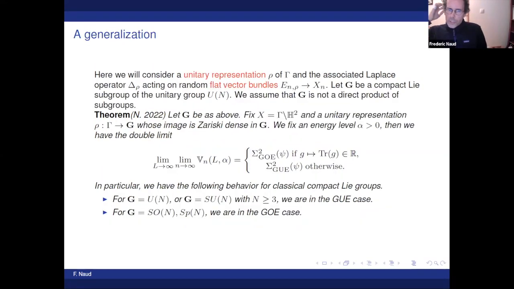I just want to mention some generalization. I wanted to see if, by looking at more general Laplacians, not just abelian characters but more general representations, there was some kind of difference. And the answer is no. It's always GOE or GUE. So you can look at vector bundles over Xn, by fixing a unitary representation of gamma.